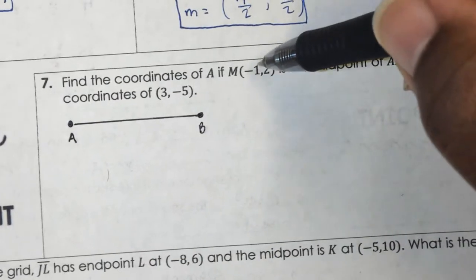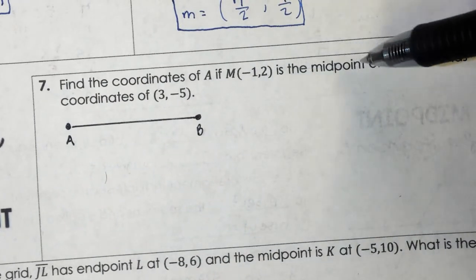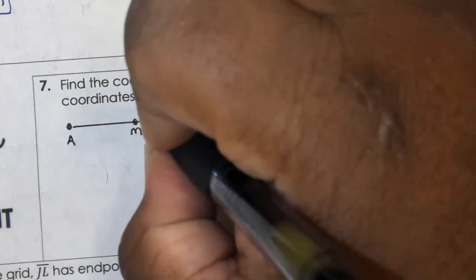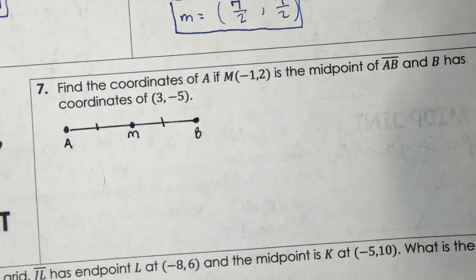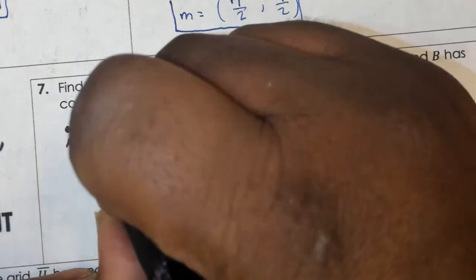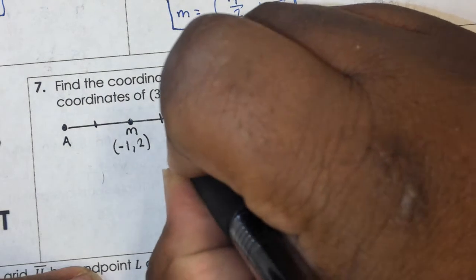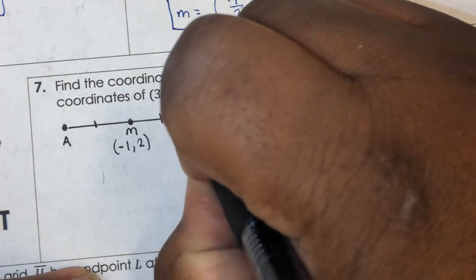And then they said M, which is -1, 2, is the midpoint of that segment. So my midpoint is at M on this one. Midpoint is M. So I know this is congruent to this. And then I'm going to label what they told me. They told me M equals -1, 2. And then they told me B has coordinates of 3, -5.